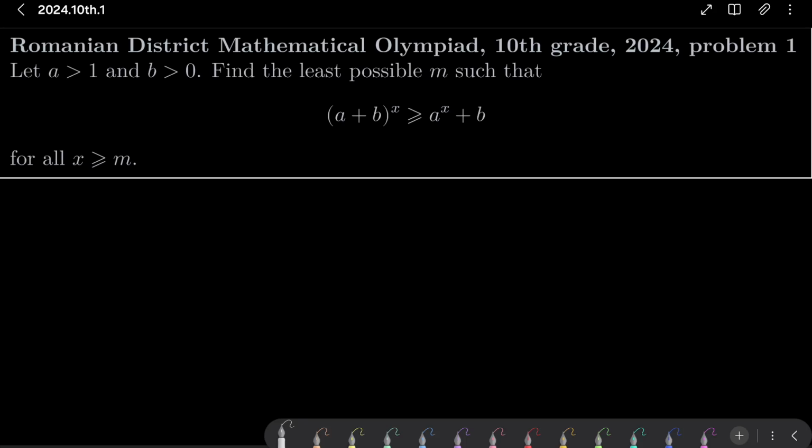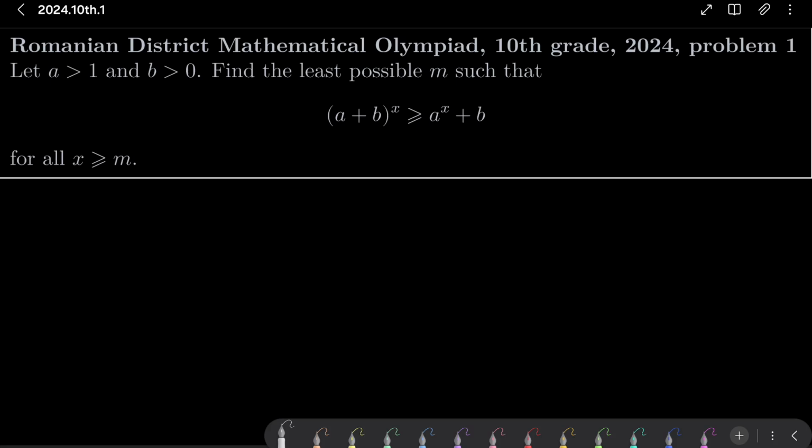Hello friends, in this video I'd like to solve the following problem from the Romanian District Mathematical Olympiad for 10th graders 2024, problem number 1. Let a be greater than 1 and let b be greater than 0. We wish to find the least possible m such that (a plus b) to the power of x is greater than or equal to a to the power of x plus b for all x greater than or equal to m.